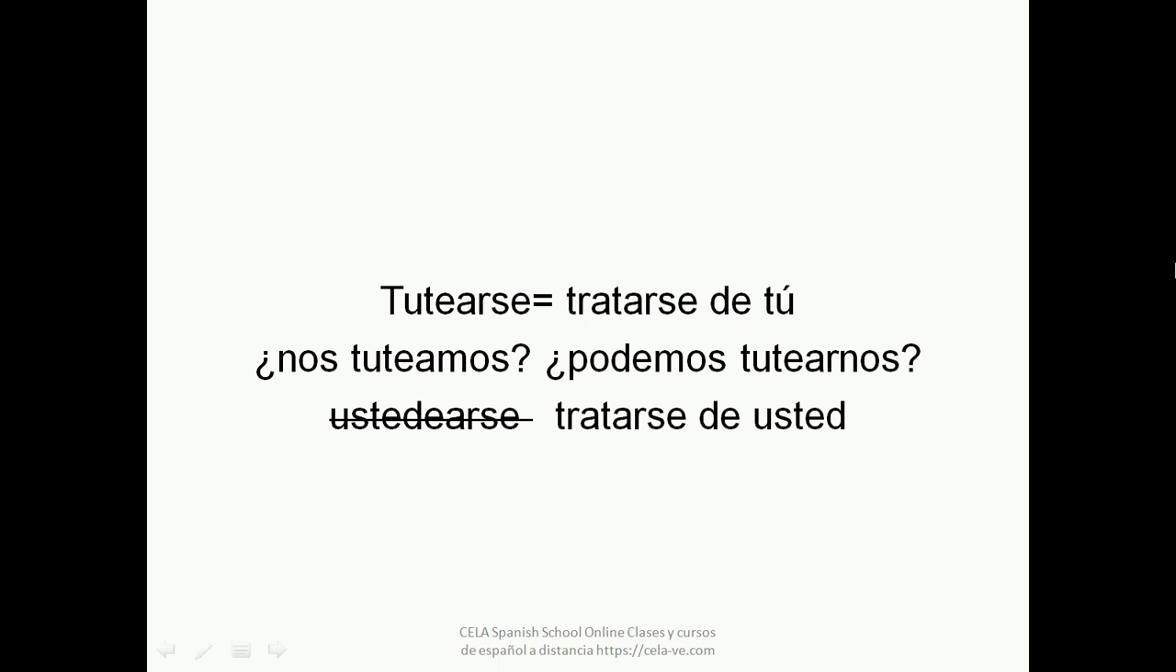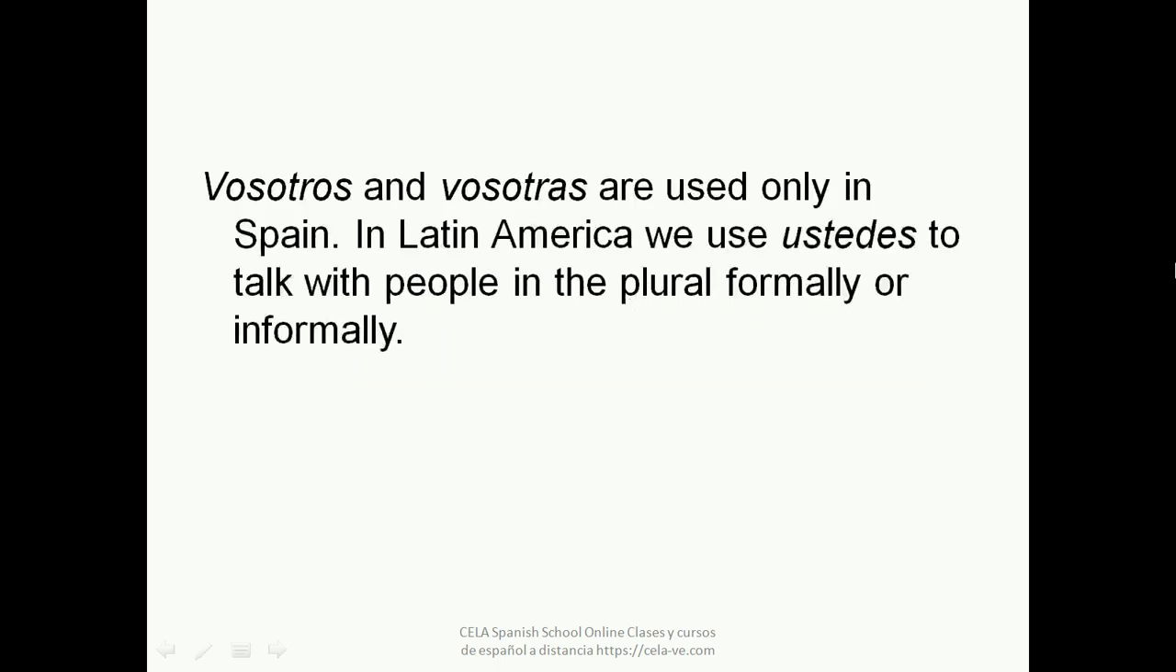We have in Spanish the verb tutear, which is to treat with tú. Nos tuteamos. Podemos tutearnos. But there is no verb like ustedear. It is tratarse de usted. As we mentioned before, vosotros and vosotras is used only in Spain. In Latin America, we use ustedes for the formal and informal treatment in the plural.